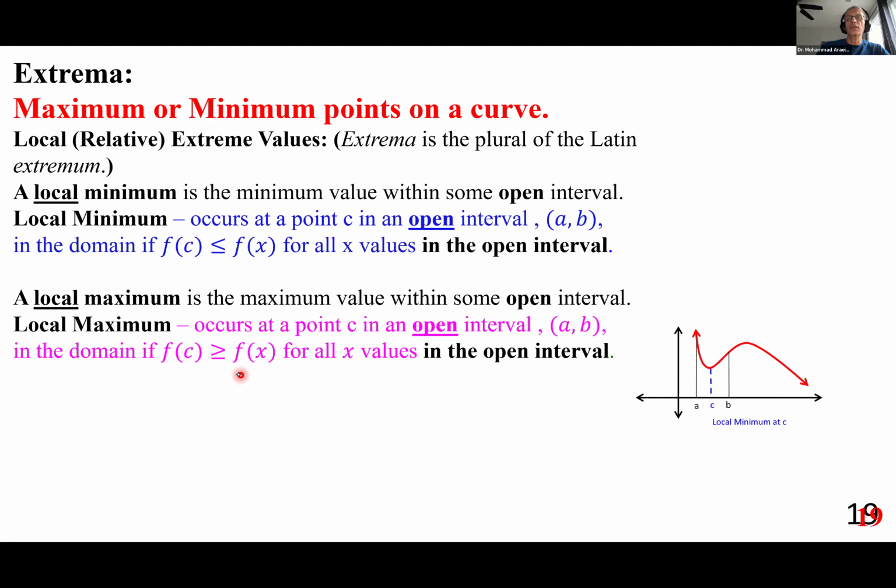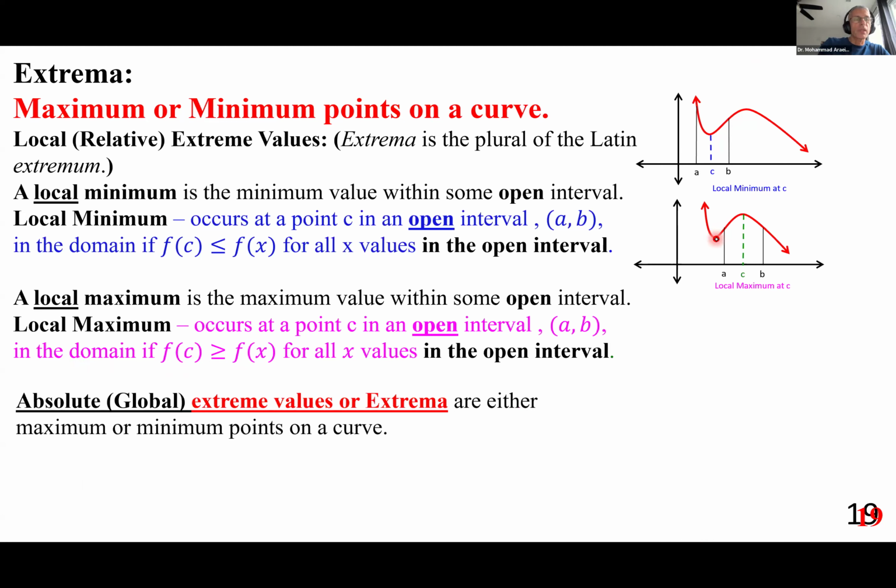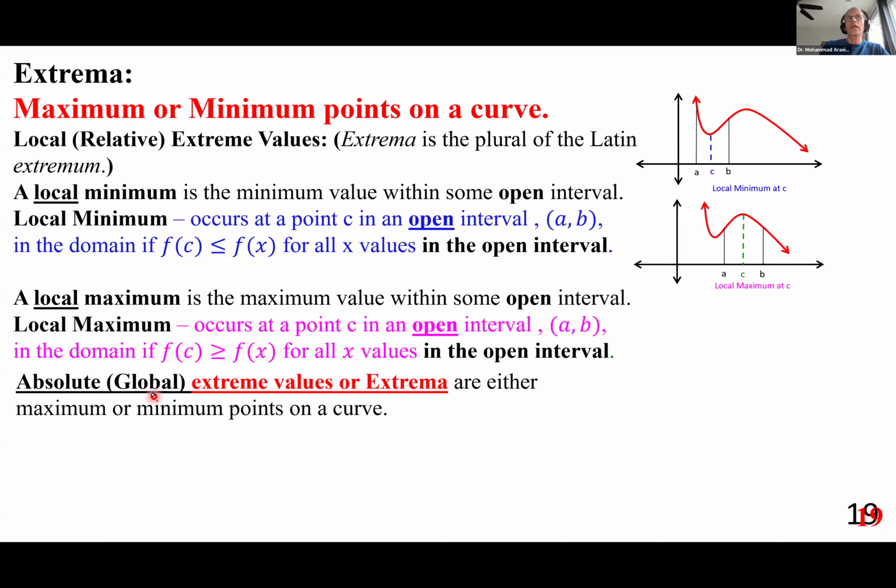So let's take a look at this. This is the local max, this is the local min. Again, local min, local max, very straightforward. Peaks are considered to be max, valleys, or minimum. Now, absolute, also known as global extreme values, or extrema, are either maximum or minimum points on a curve.